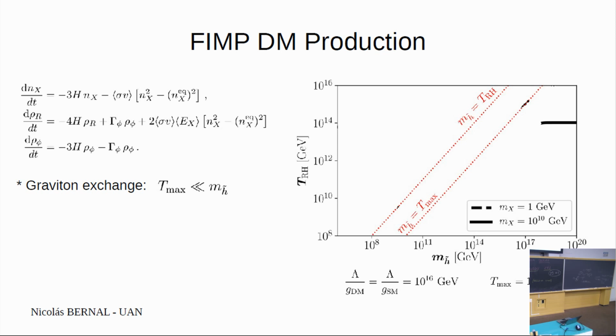If I start decreasing the mass of the mediator, its contribution will dominate over the graviton. So we'll have this behavior here. So we have a new particle entering into the game that is mediating the dark matter production. That means we're increasing the cross-section, so we can decrease the reheating temperature.